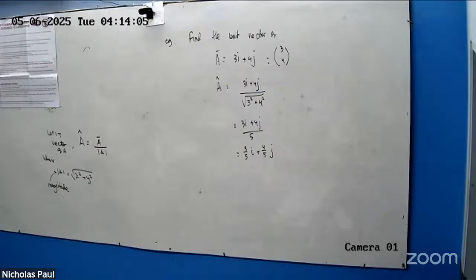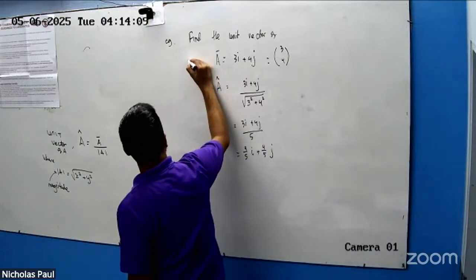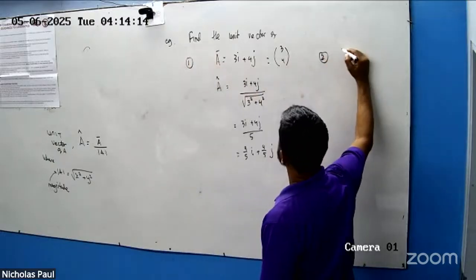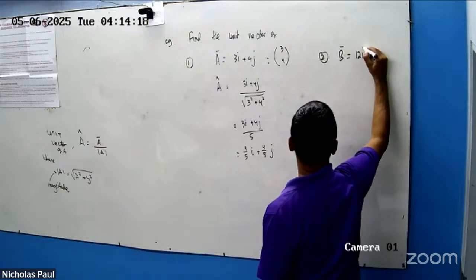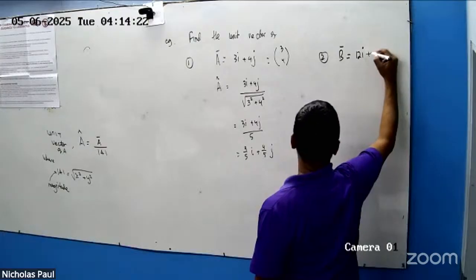Ready? Try this next one here. Find the unit vector, same thing. The vector is 12i plus 5j.